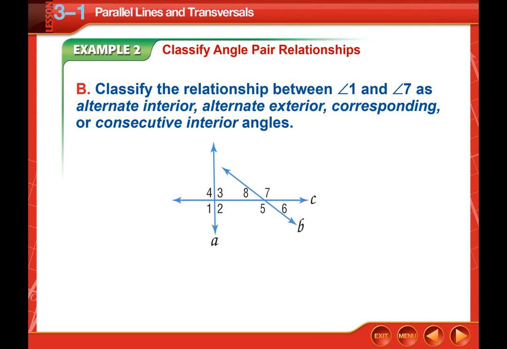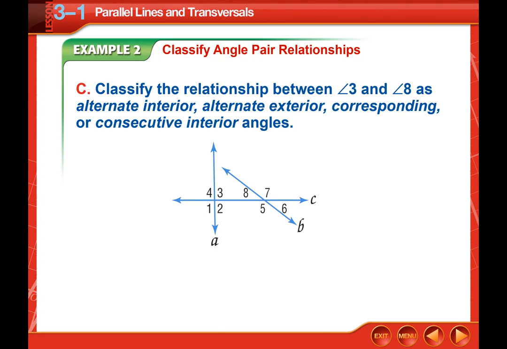Classify the relationship between 1 and 7. Okay, 1 is here, 7 is here. So they're both to the exterior of line A and B. They're on alternate sides. One's on the top and one is on the bottom of the transversal. As a result, this is an alternate exterior set of angles. They're to the exterior and they alternate.